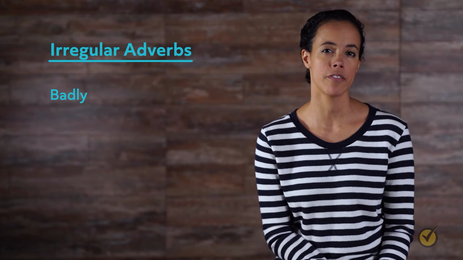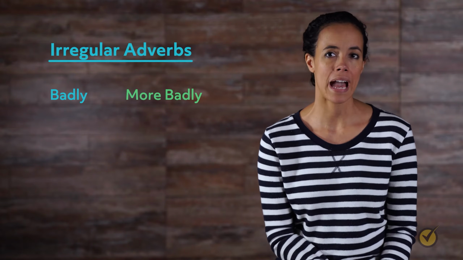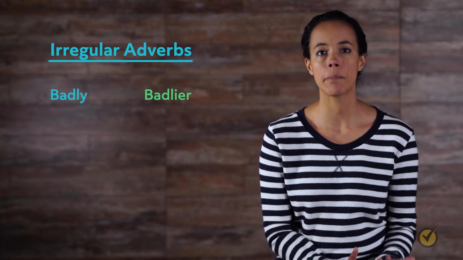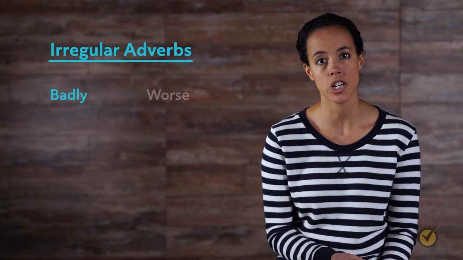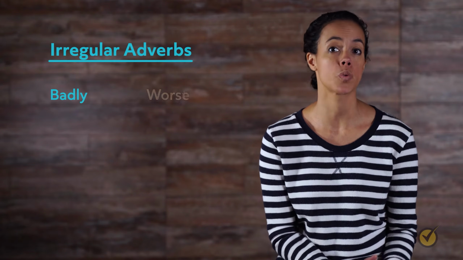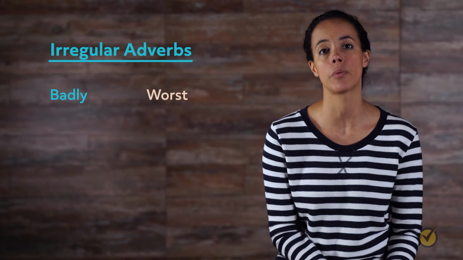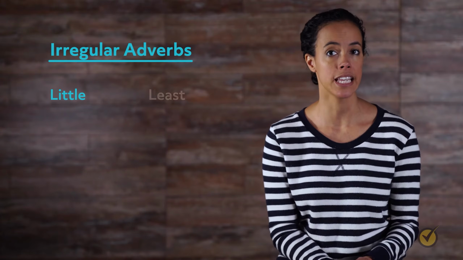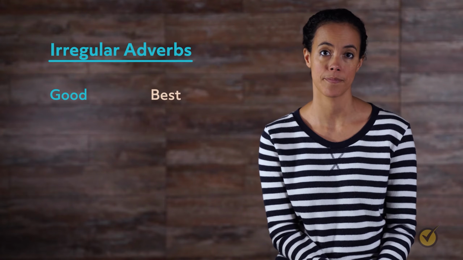To make it comparative, you wouldn't say more badly or badlier. The comparative form of badly is worse, and the superlative form is worst. Other examples of irregular adverbs include little, which becomes less and least, and good, which becomes better and best.